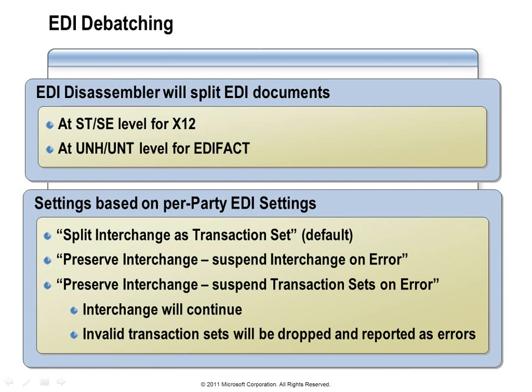Or you can see here that what that means is, do I suspend the whole interchange on error, or do I suspend the individual transaction sets on error? So in that case, the interchange itself would continue, but the transaction sets would be dropped off and reported as errors. So you could have some transaction sets succeed and others that would fail.